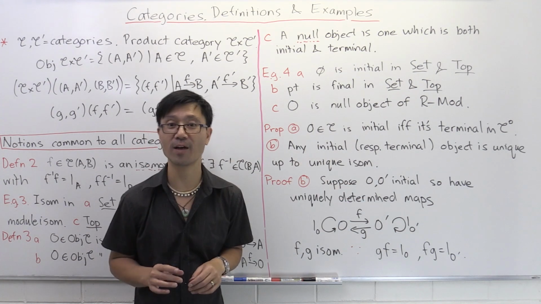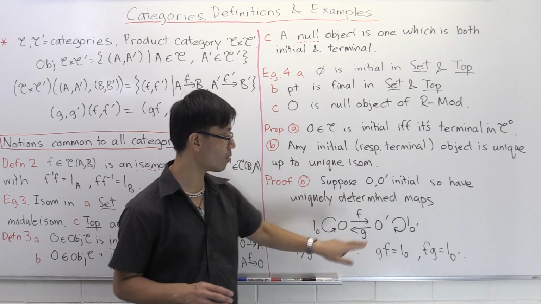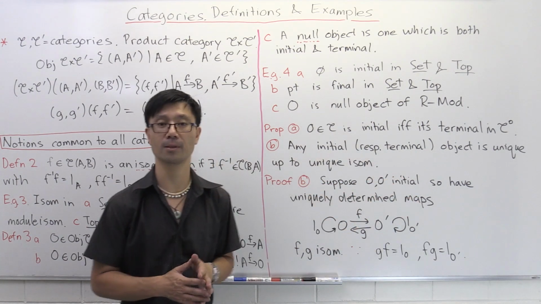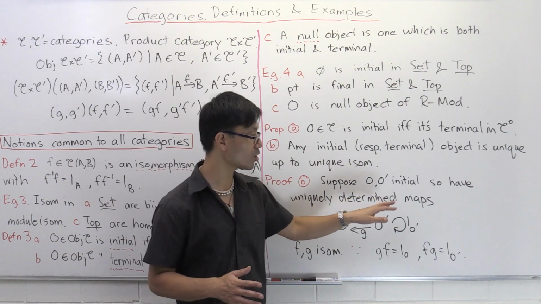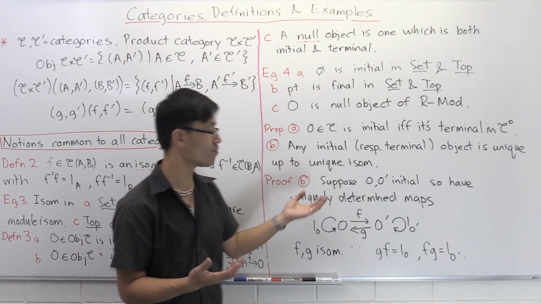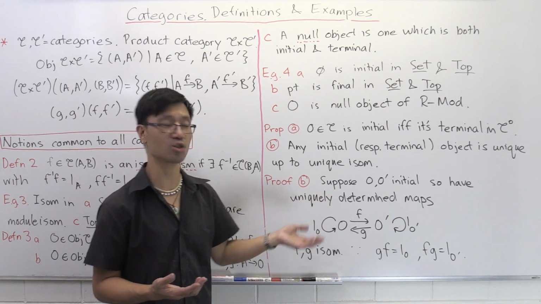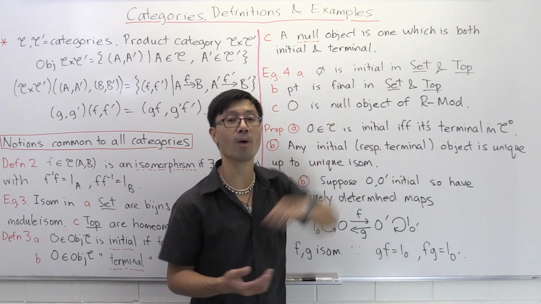Okay, and the proof of this is fairly easy. So suppose we have two initial objects. We'll call them 0 and 0 prime. Here's 0 and here's 0 prime. Okay, and what we're going to use is the fact that 0 is initial and 0 prime is initial to say that we have lots of maps floating around, and of course the maps that I'm going to write down here, they're all uniquely determined by the fact that 0 and 0 prime are initial.